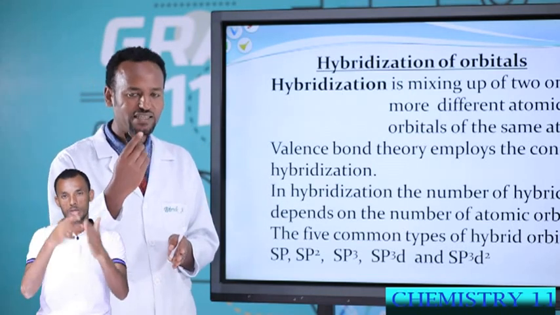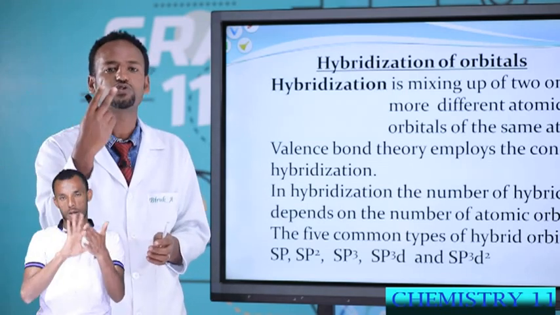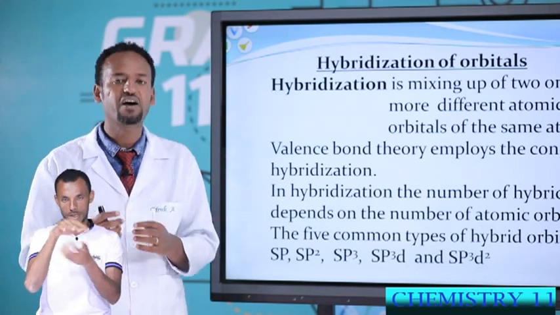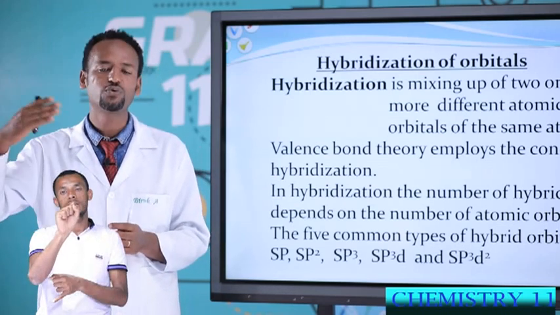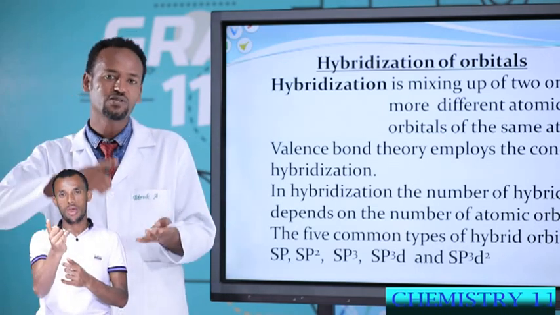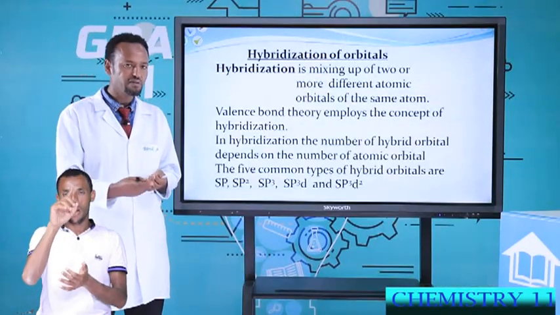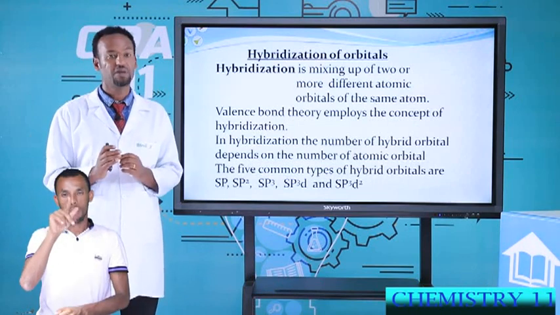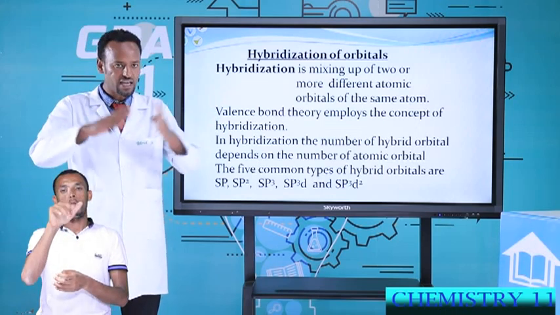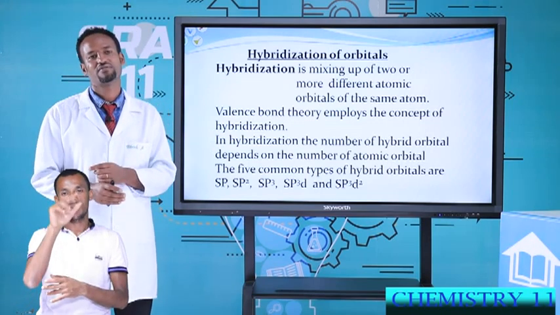That means 1s and 1p mixed together, sp can be formed. But the number of sp is 2. Again, 1s and 2p mixed together finally produce sp2. How many sp2? 3 sp2. Why 3 sp2? Because 1s and 2p. Again, 1s mixed with 3p, how many atomic orbitals? 4 atomic orbitals, because 1s and 3p, total 4 atomic orbitals, finally produce sp3. sp3, this one.